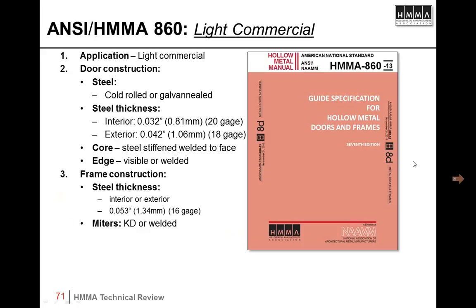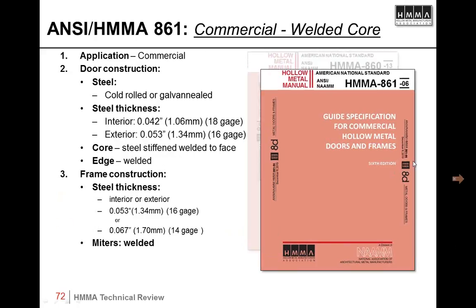Now moving from that, looking at 861, this is more the classic custom hollow metal specification. It is focused on commercial or your institutional type construction. That's focused more on the hardware institutional construction. I won't go through all this, but the areas that are different from 860.